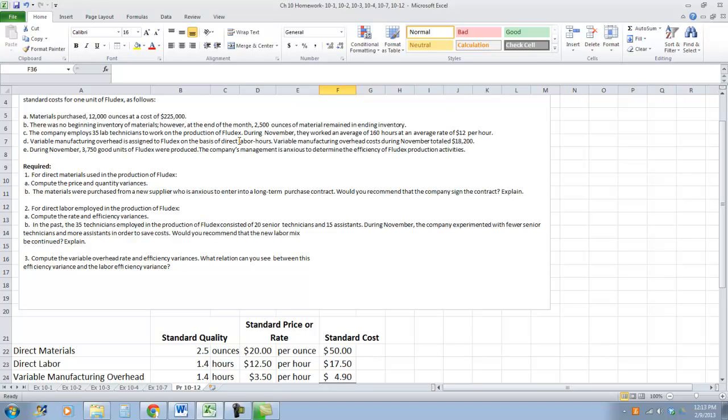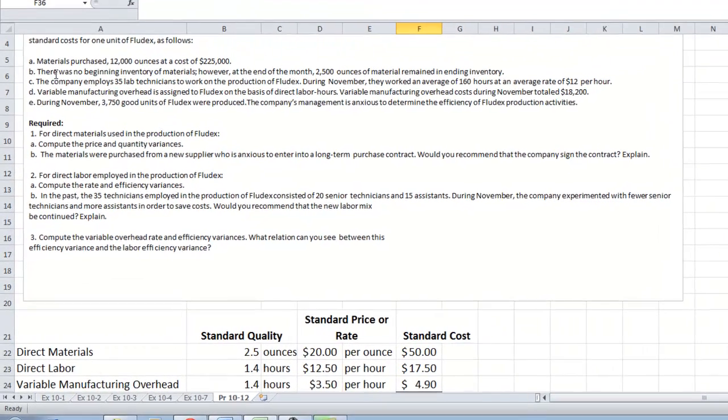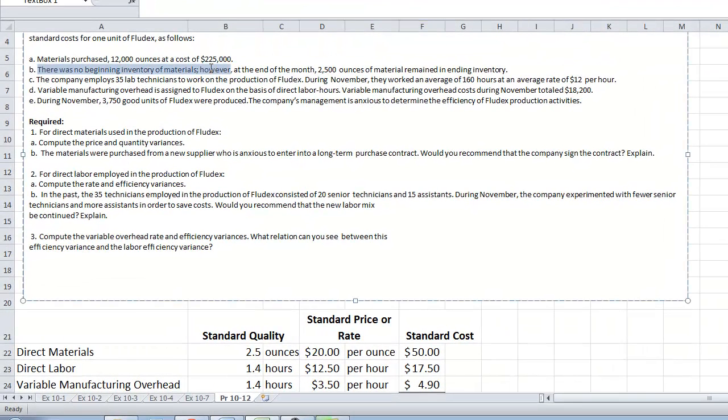Materials purchased 12,000 ounces at a cost of $225,000. There was no beginning inventory. However, at the end of the month, 2,500 ounces of material remained on ending inventory. The company employs 35 lab technicians to work on the production of Fluidex. During November, they averaged 160 hours at an average rate of $12 an hour.